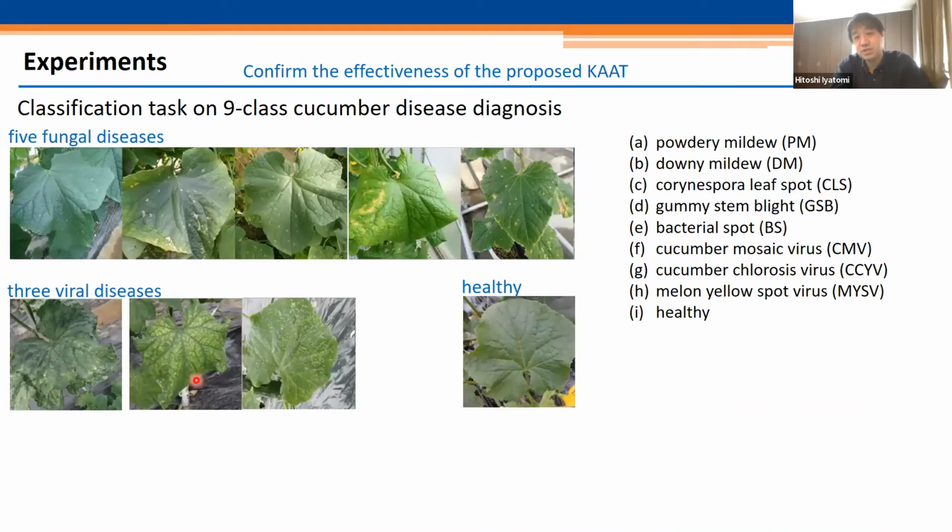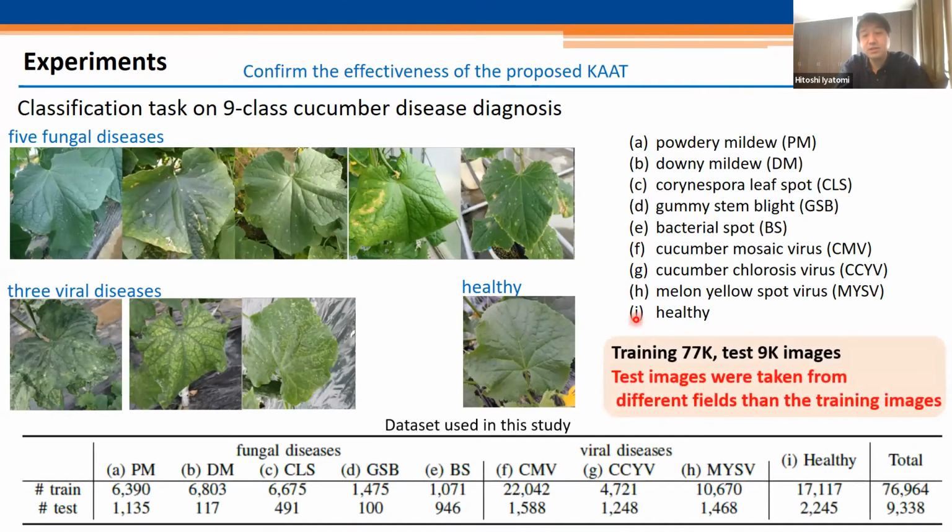So for evaluation, we use a 9-class cucumber disease diagnostic task. 5 are fungal diseases and 3 are viral diseases. We use a total of 77,000 training images, and for test images, we collected roughly 9,000 leaf images from different fields from the training images.